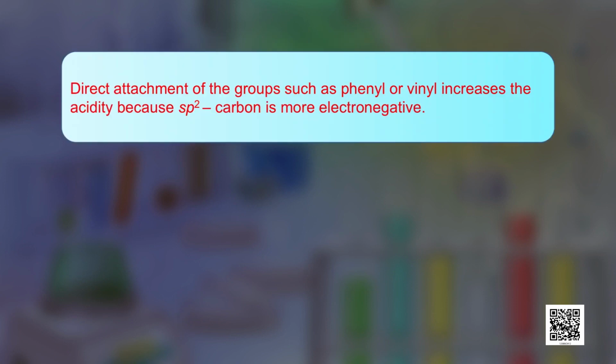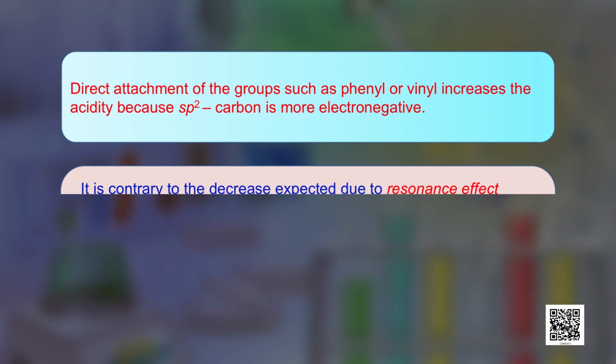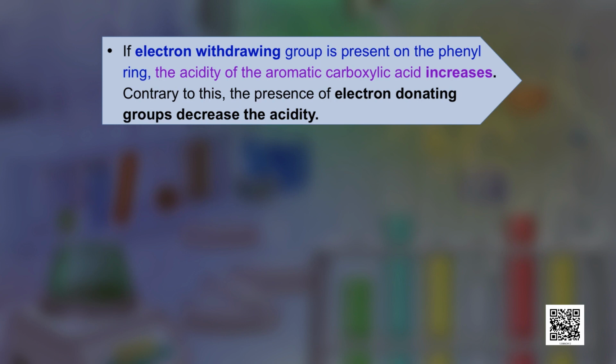The direct attachment of groups such as phenyl or vinyl increases the acidity because sp2 carbon is more electronegative, and this is contrary to the decrease expected due to the resonance effect shown in these structures here. If an electron withdrawing group is present on the phenyl ring, then the acidity of the aromatic carboxylic acid increases.